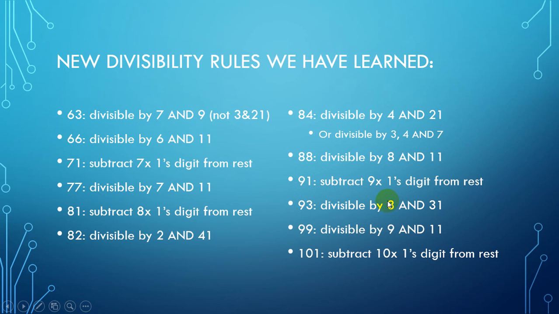93, you check for divisibility by 3 and 31. And then for 99, you check for divisibility by 9 and 11. Finally, for 101, like I showed you in that slide 2 slides ago, subtract 10 times the ones digit from the rest. So that concludes this presentation.